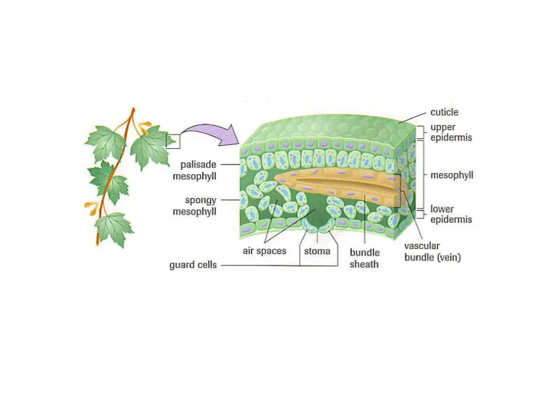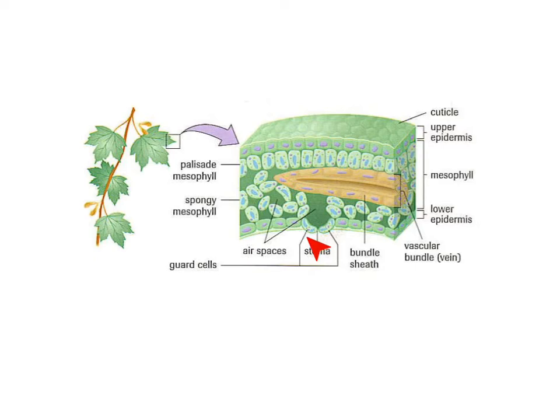Then we have, I don't know if you've ever noticed, but leaves have little veins in them. You can see them over here. And the vein itself is called the vascular bundle. And then the cells around there are called the bundle sheath cells. And these cells are going to become important in a minute.